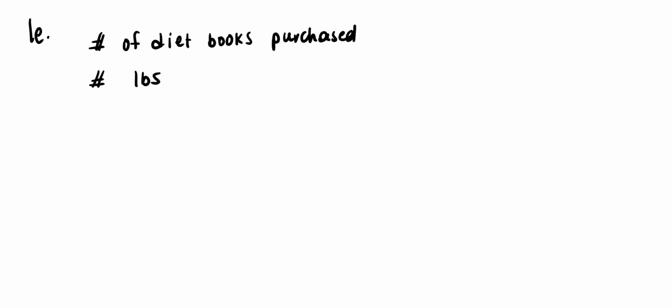Okay, so 1E. In 1E, again, we have a problem where there's no relationship, but before we get worried about the complexity in that, let's just consider what our variables are. We have the number of diet books. Okay, and then we have purchased, so that's important. And then we have the number of pounds lost by the average dieter. Okay, let's just put number of pounds lost. And we're going to consider this relationship.